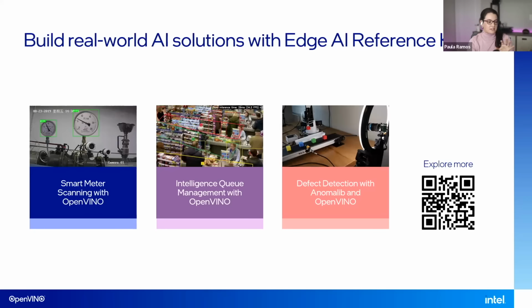We have these AI reference kits. We have built these real world AI solutions for you. So I invite you to scan this QR code. You can see right now on this website the smart meter scanning with OpenVINO, and also the intelligent queue management with OpenVINO. In two weeks, close to the Intel Innovation Conference, you will see the content of this webinar: defect detection with Anomalib and OpenVINO.